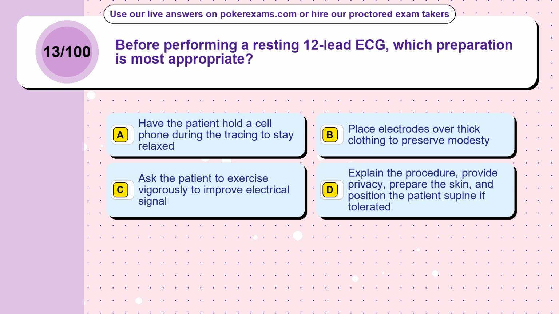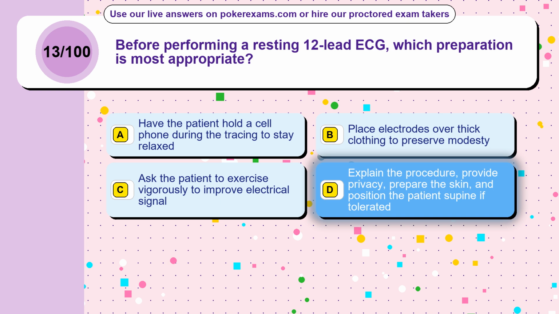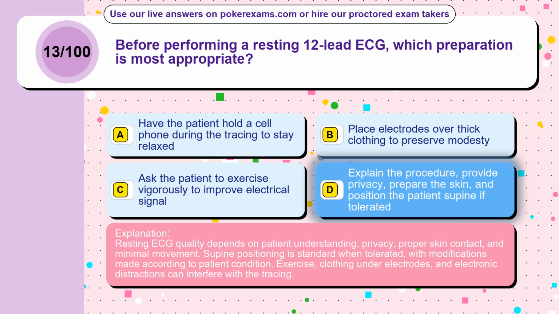Option D. Explain the procedure, provide privacy, prepare the skin, and position the patient supine if tolerated. The correct answer is option D. Explain the procedure, provide privacy, prepare the skin, and position the patient supine if tolerated. Resting ECG quality depends on patient understanding, privacy, proper skin contact, and minimal movement.